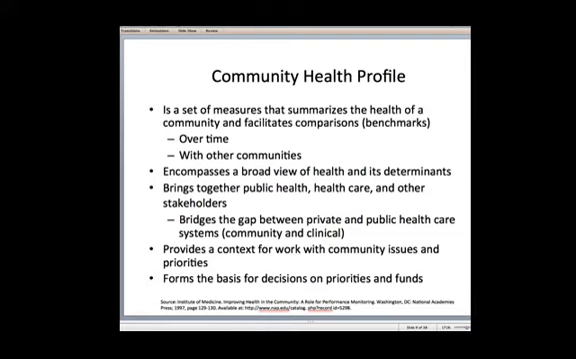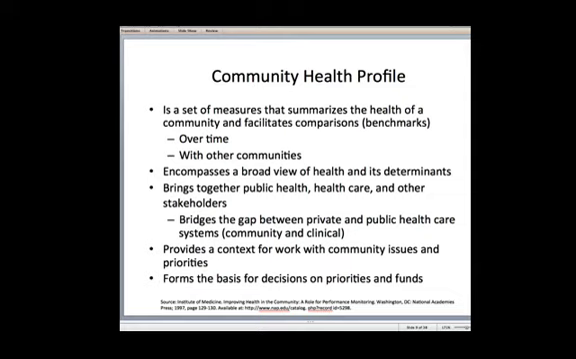It's a set of measures that summarizes the health of a community and facilitates comparisons, both over time and with other communities. In other words, the indicators in the profile can be looked at over time. How are they doing over time? For example, an indicator might relate to causes of death and mortality rates, and one can look at mortality over time. And it can allow also some comparison with other communities to see how well the particular community is doing with respect to the indicators, for example, with respect to deaths from a particular cause.